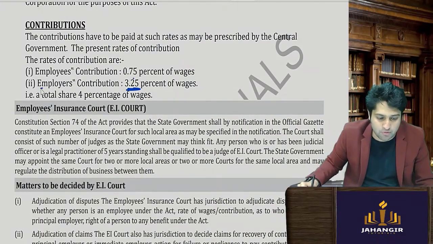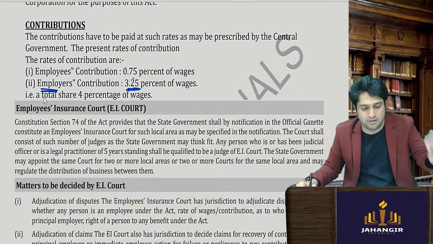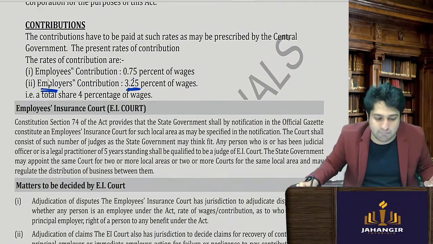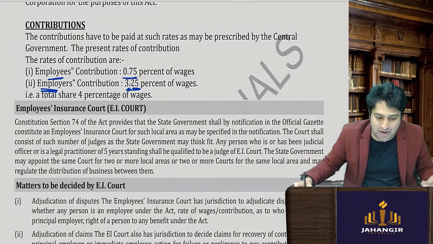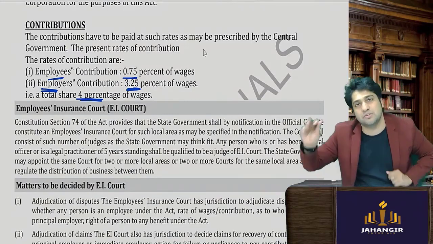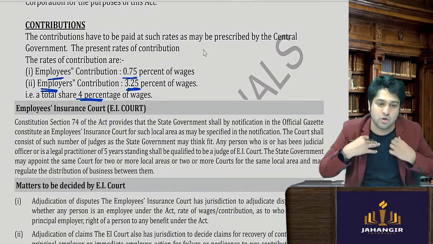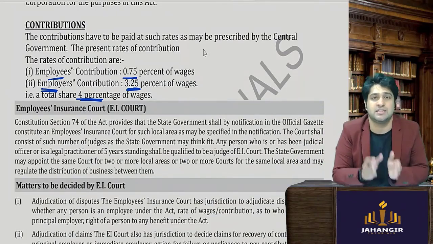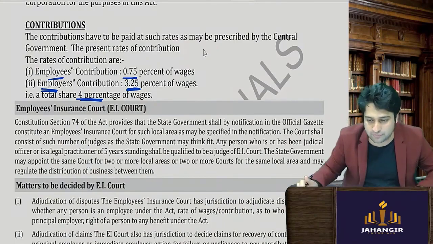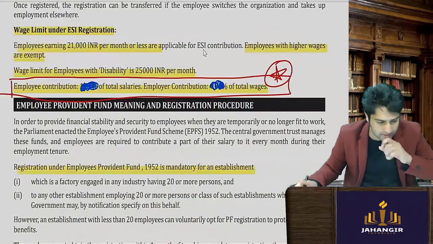3.25% the employer will remove from the wages from his pocket towards insurance, and from the employee's salary we will also deduct 0.75%. So if you add all this, you will get 4% of wages going for insurance purposes, which at the time of sickness, injury, maternity, we will give him relief. Okay, next.